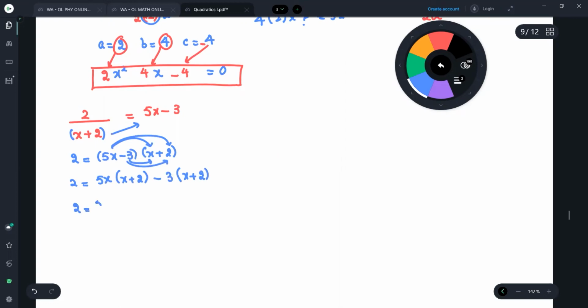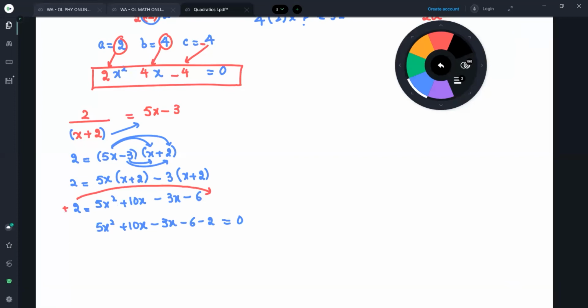So 5x square plus 10x, very good. Go ahead. Minus 3x minus 6. It will be 5x square plus 10x minus 3x minus 6, and 2 stays here. Can you move it to that side, please? Minus 2 equals 0. So this is 5x square plus 7x minus 8.